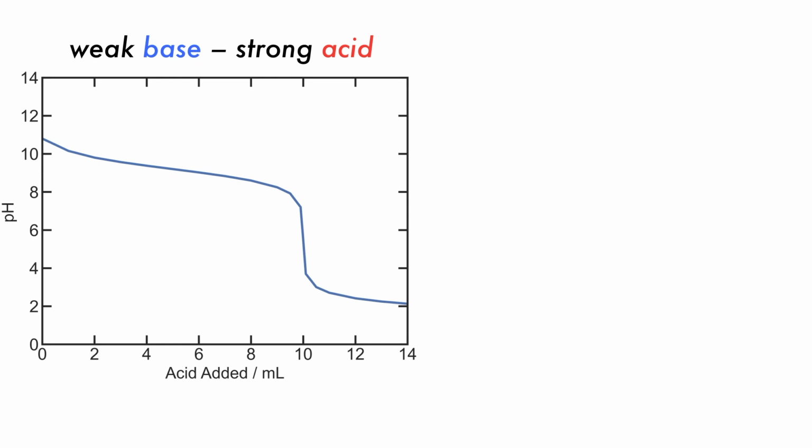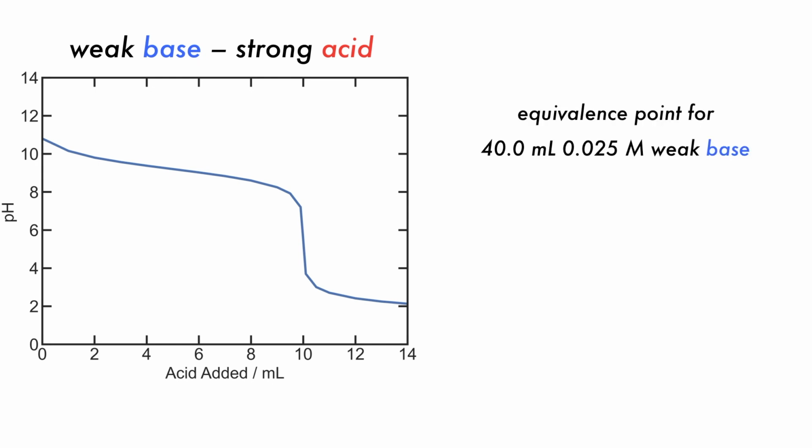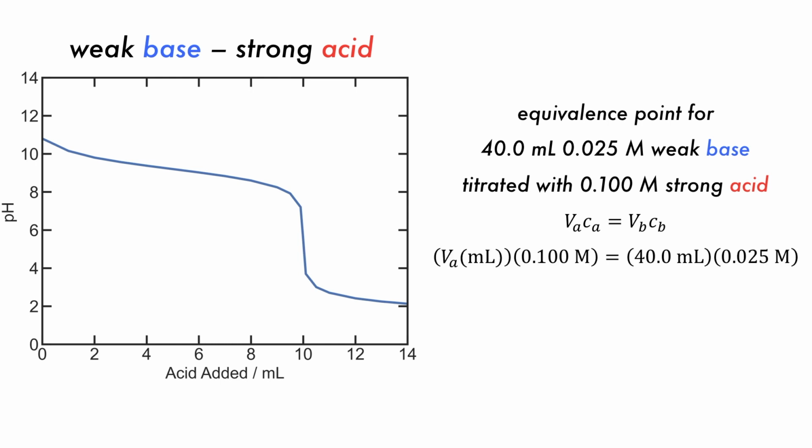Our first step is to calculate the amount of acid needed to reach the equivalence point. We start with 40 milliliters of 0.025 molar weak base, which we will be titrating with 0.100 molar strong acid. The equivalence point will be when we have equal amounts of acid and base. We can then calculate the volume of acid needed as 10 milliliters.